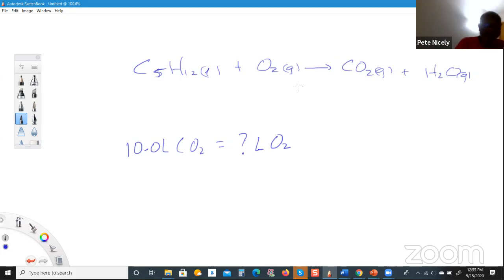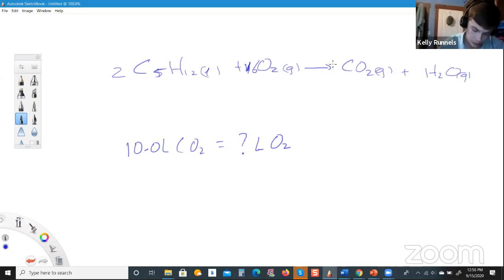So you would need 2 pentane molecules to 16 oxygen molecules, which would yield 10 carbon dioxide molecules and 12 H2O water molecules. Let me see. Yep, that looks right. Okay, so far so good.